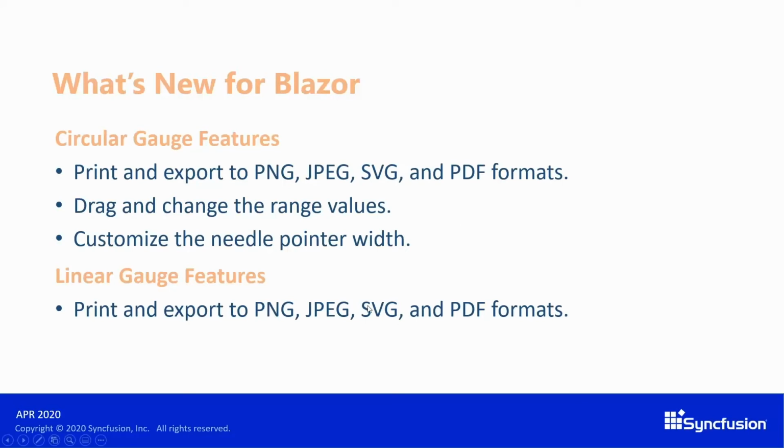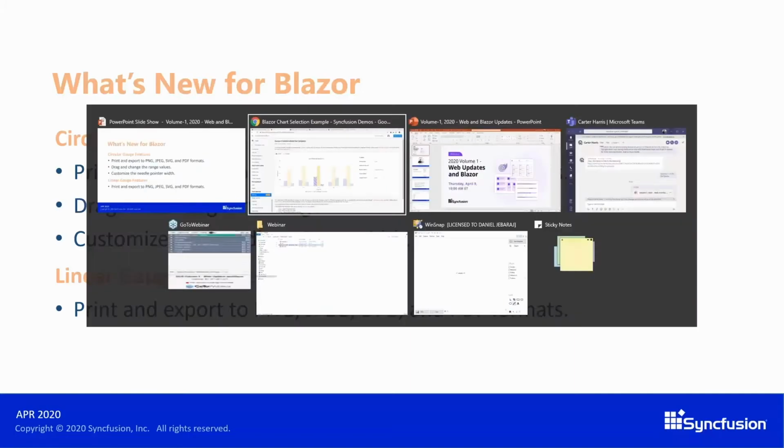And next, to the circular gauge and linear gauge, we have added the print and export options. You can print and export the circular gauge as well as the linear gauge to either the PNG, JPEG, or SVG and to the PDF formats. And for the circular gauge, there are two more new features. You can now change the range values dynamically by dragging the appropriate ranges, and you can also customize the needle pointer width in the circular gauge. Let me show you the example for this.